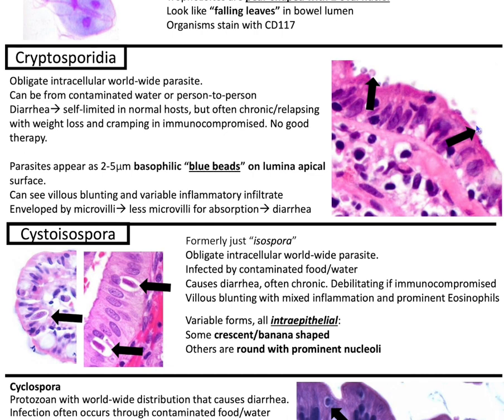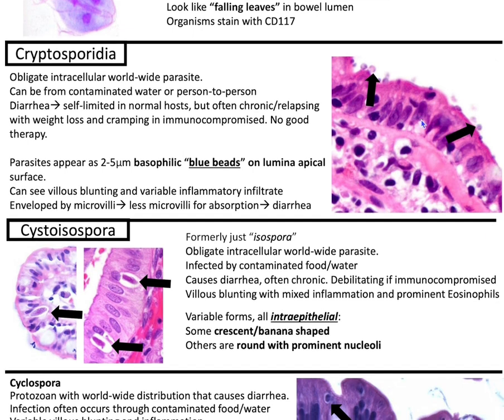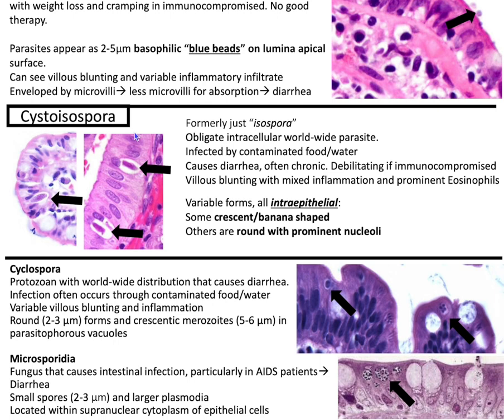You can see villus blunting and variable inflammatory infiltrate, and it's enveloped by microvilli, and so there's less microvilli for absorption later on, and you can get diarrhea. Cystoisospora, these are obligate intracellular worldwide parasites. You get it acquired by contaminated food and water. It causes diarrhea, often chronic, and can be debilitating if you are immunocompromised. You'll have this villus blunting with mixed inflammation and prominent eosinophils.